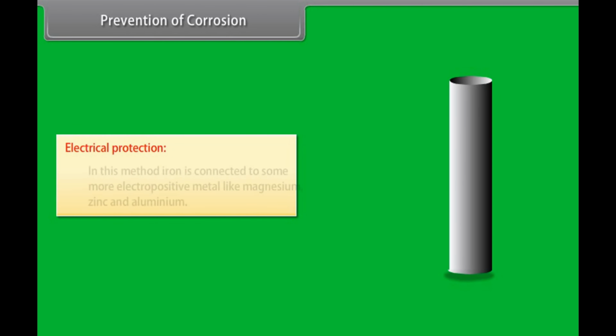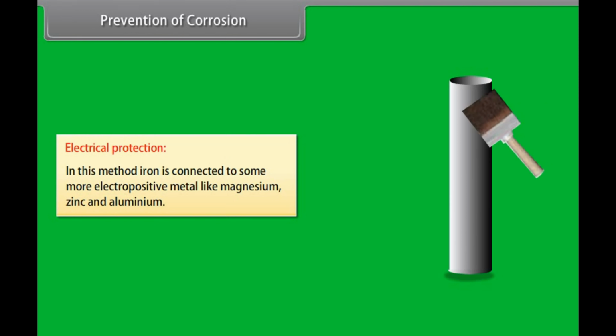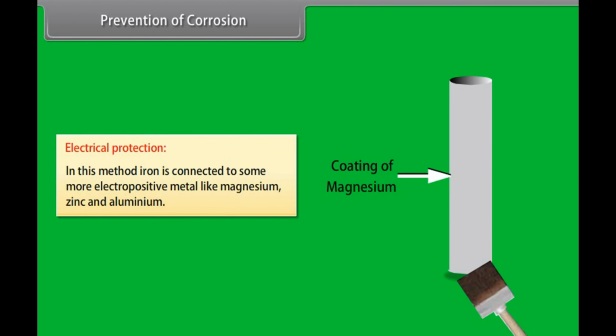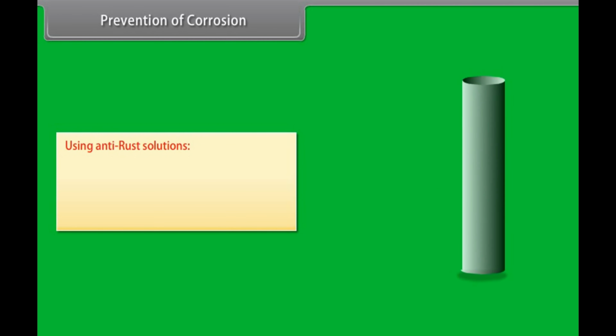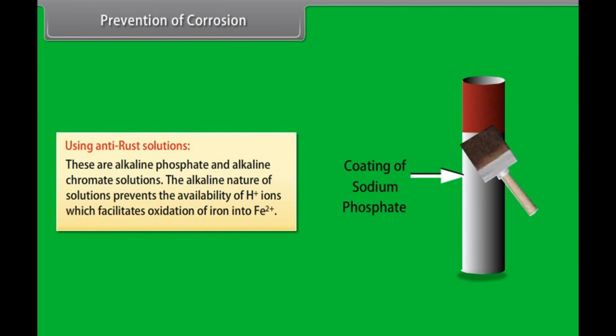Electrical protection. In this method, iron is connected to some more electropositive metal like magnesium, zinc, and aluminium. Using anti-rust solutions. These are alkaline phosphate and alkaline chromate solutions. The alkaline nature of solutions prevents the availability of H+ ions, which facilitates oxidation of iron into Fe+2.